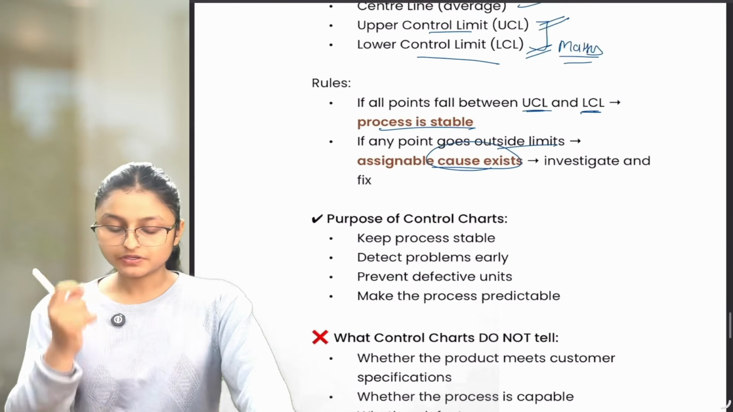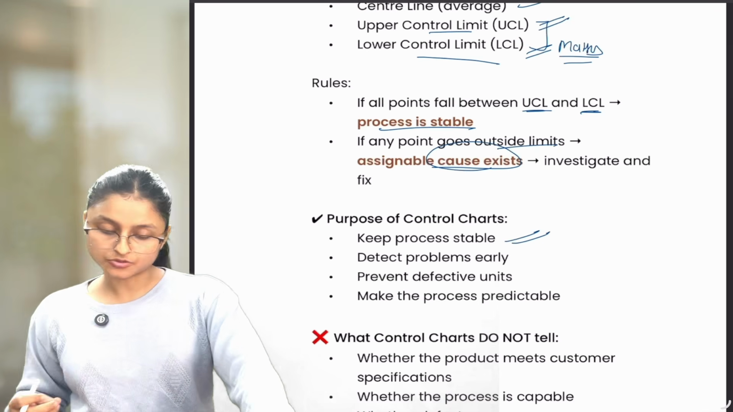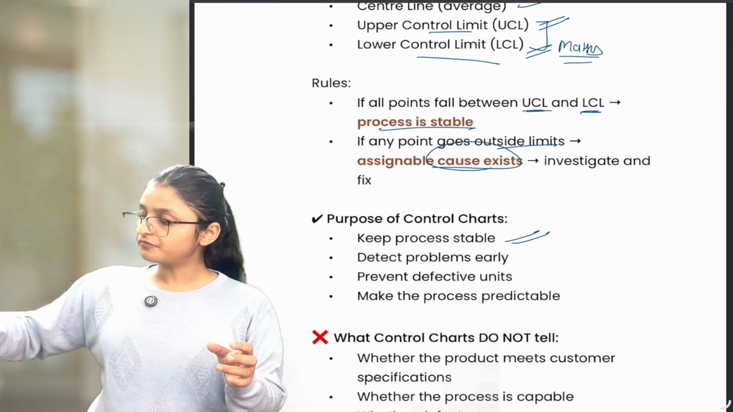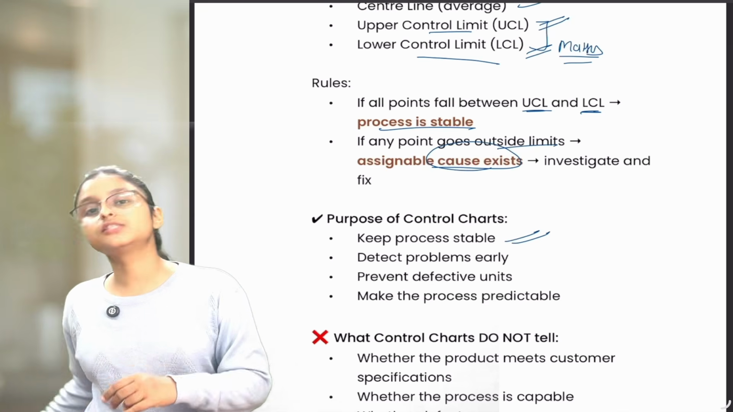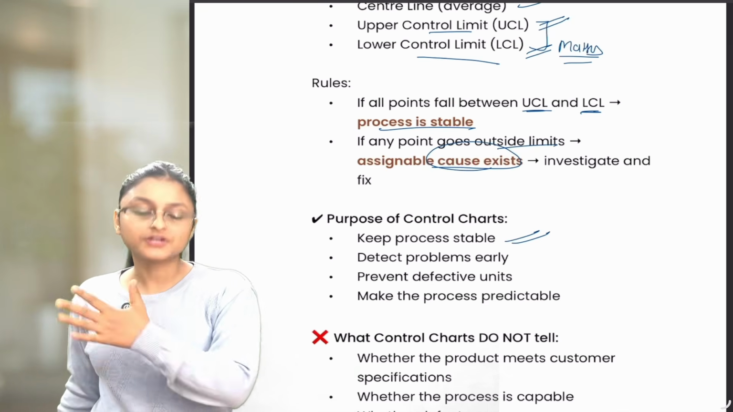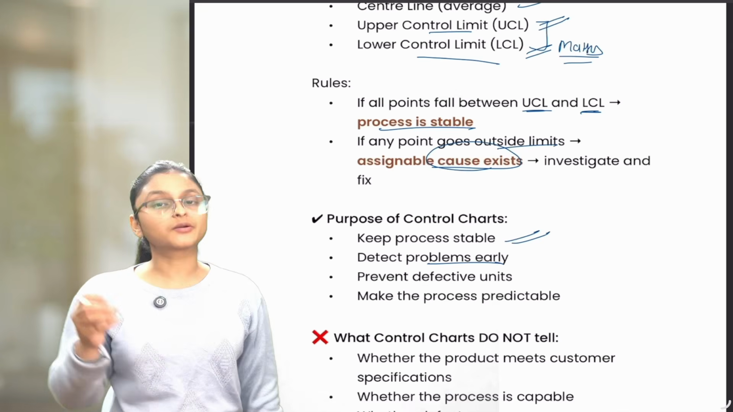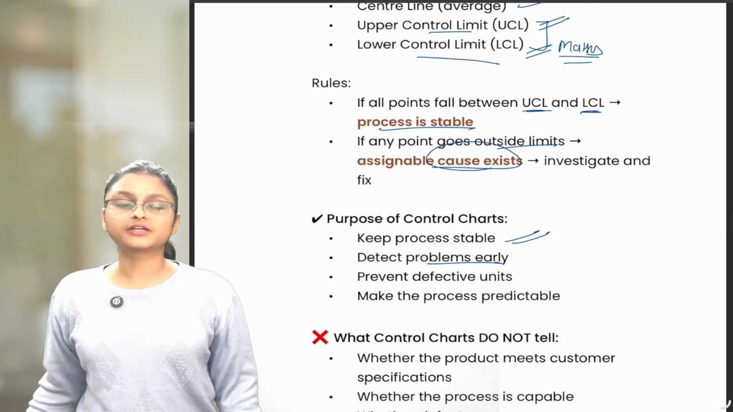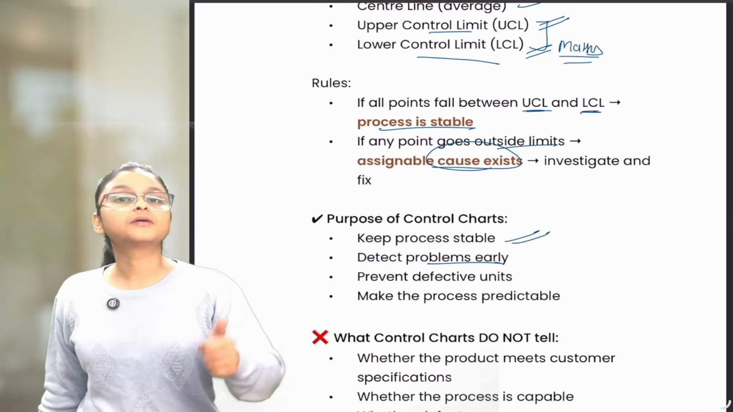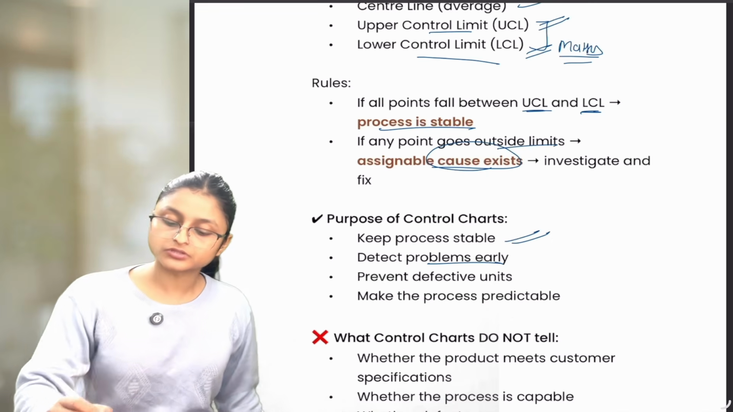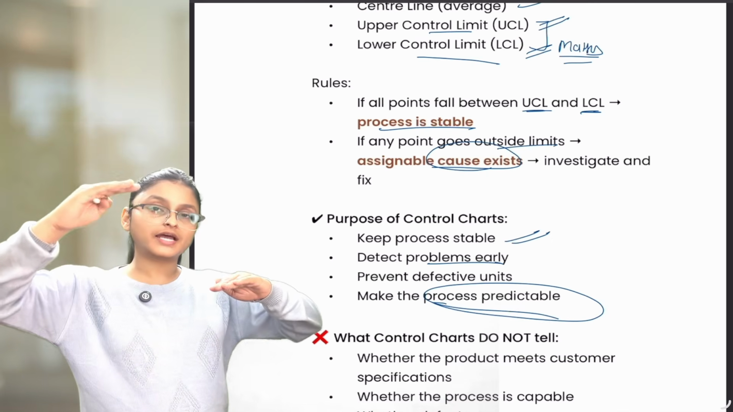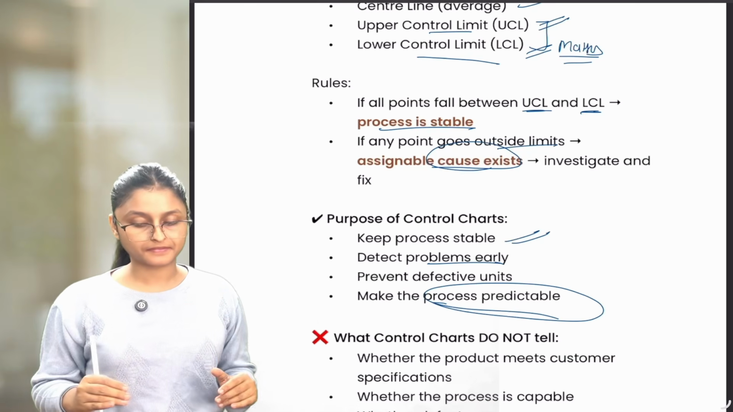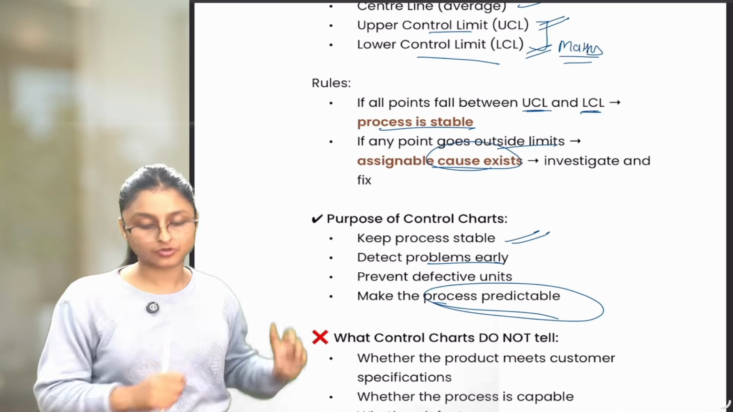Purpose of control chart. We want to keep our process stable, and that is why we are using control charts. It detects problems early. We are not waiting for the final product to be ready and then inspecting it. We are checking it after every process, and that is why we are able to detect our problems early. Prevent defective units. Prevent your final product from becoming defective as you are checking after every step or some critical steps. Make the process predictable. We are trying to make our process predictable so that it stays inside those limits only. And that is the aim of control charts.